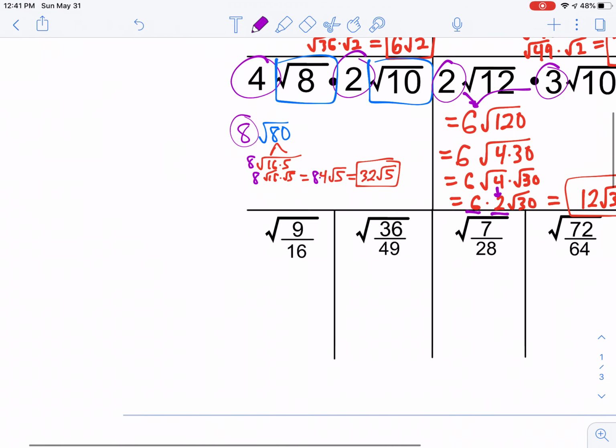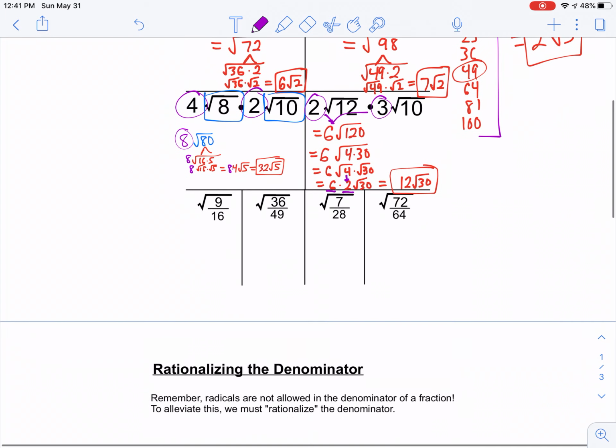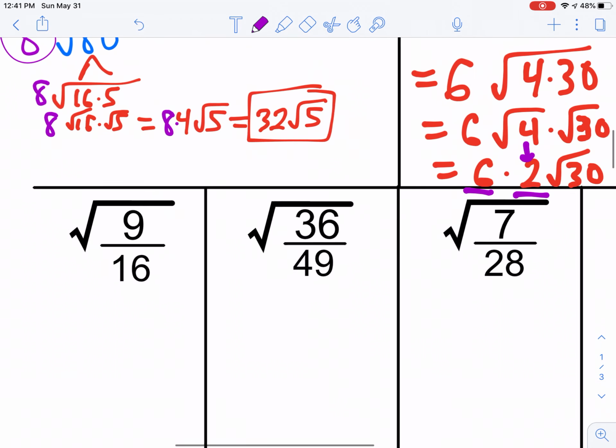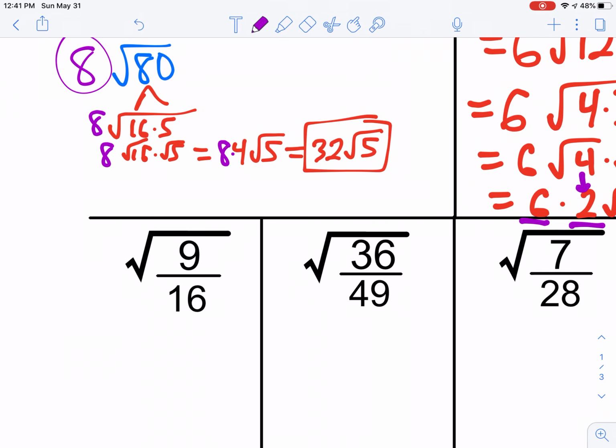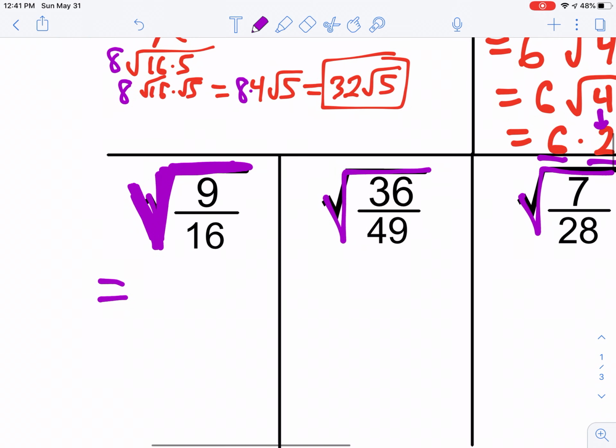Okay, now we have radical problems that are fractions here. Very simple. Now this square root technically should extend all the way down. It was a formatting thing with the square root symbol. These square roots should go all the way down, so there should be no confusion. It's the 9 divided by 16, both of them are under the square root symbol.